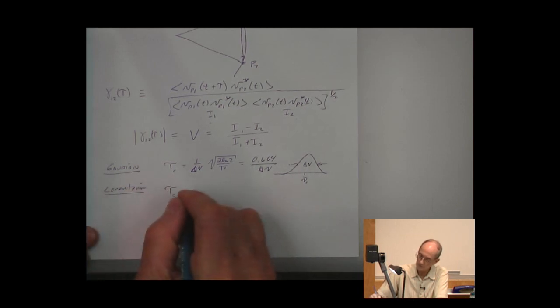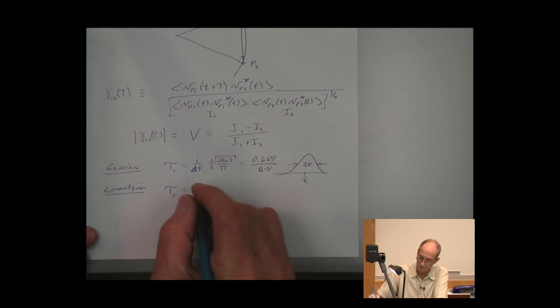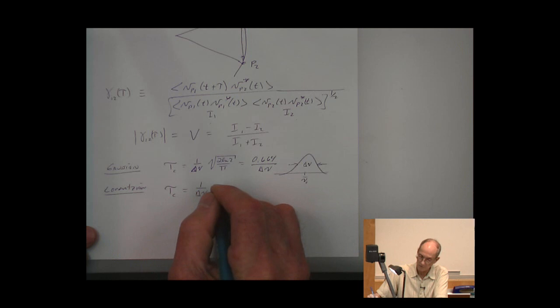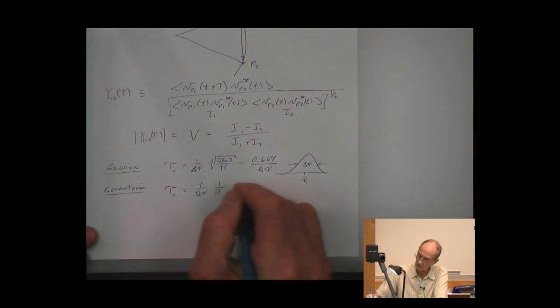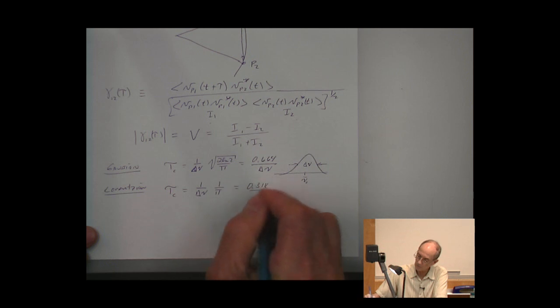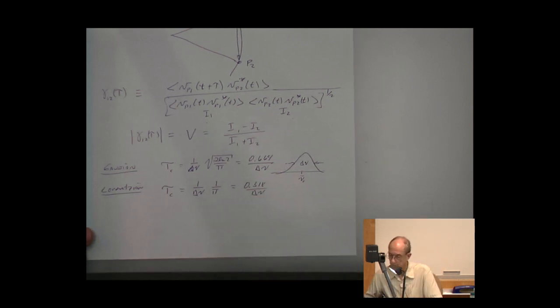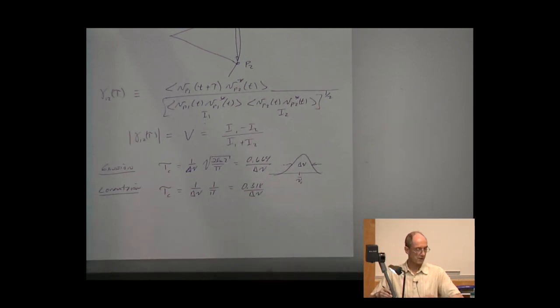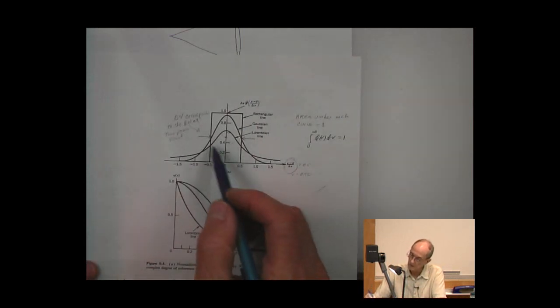If we have this curve, a Lorentzian function, the coherence time in that case is just 1 over delta nu again times 1 over pi. So this is about 0.318 over delta nu. The Lorentzian is a broader curve, and so the coherence time is less for that system.